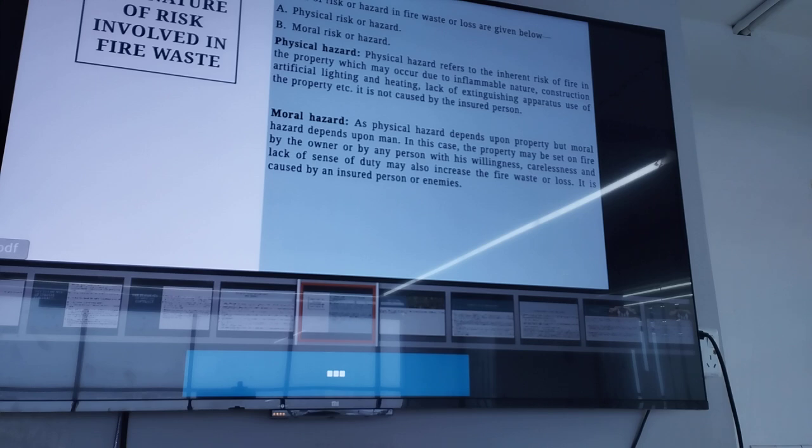Second one, moral hazard. Physical hazard depends upon property, but moral hazard depends upon man. In this case, the property may be set on fire by the owner or by any person with his willingness. Carelessness and lack of sense of duty may also increase the fire waste or loss. It is caused by an insured person or enemies.